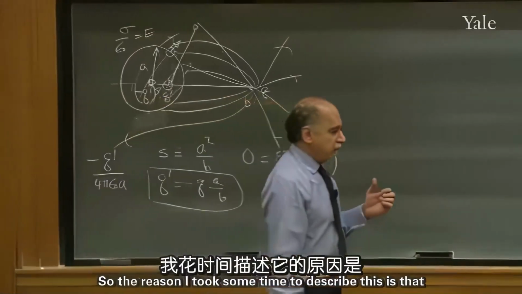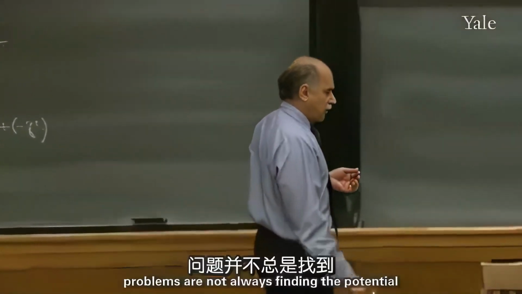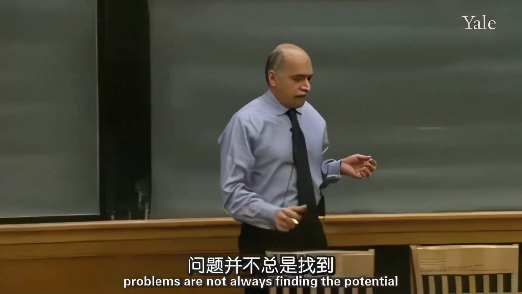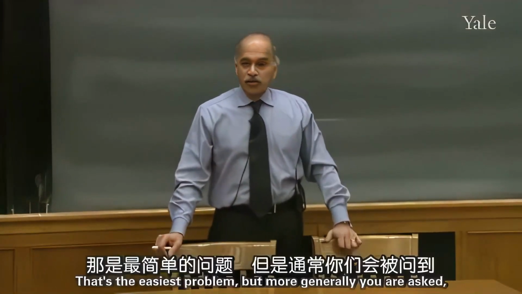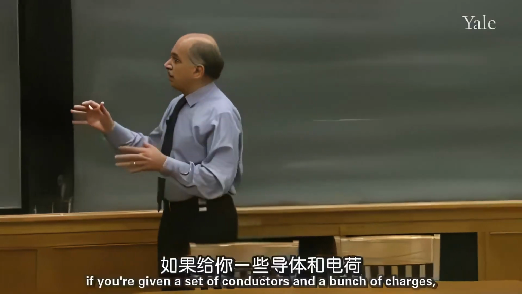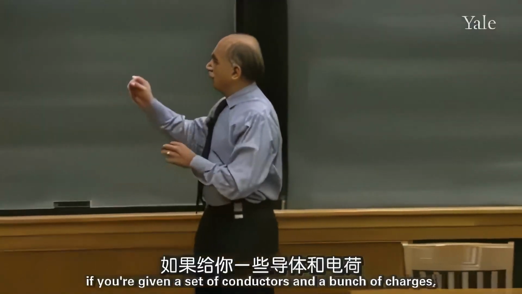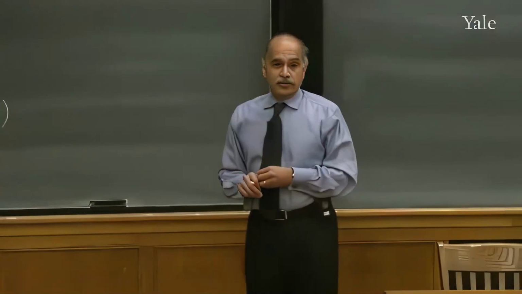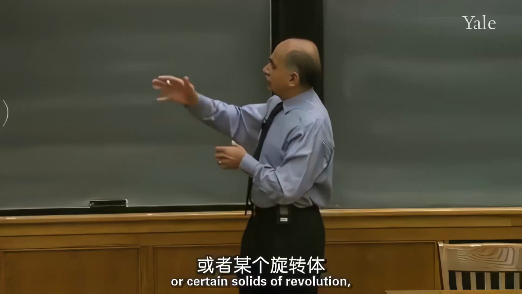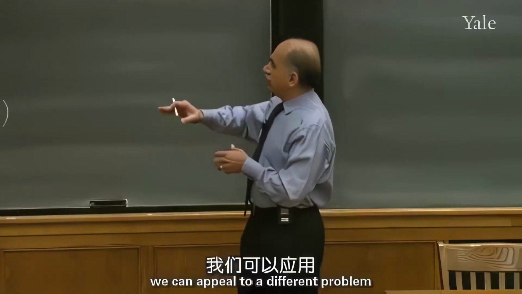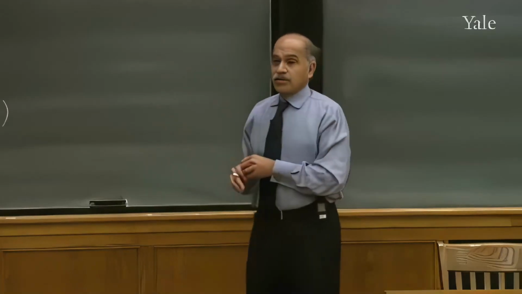So the reason I took some time to describe this is that problems are not always finding the potential due to a bunch of charges. That's the easiest problem, but more generally you are asked, if you're given a set of conductors and a bunch of charges, what happens? If the conductors have a nice shape, like a sphere or a plane or certain solids of revolution, we can appeal to a different problem with image charges and solve it.